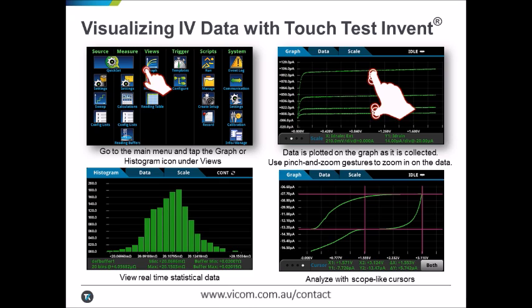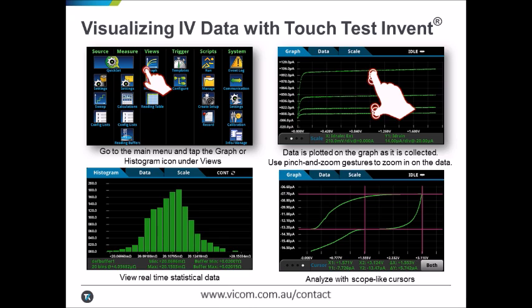The Touch Test Event interface of Keithley's Model 2450, 2460, and 2461 source meter instruments allows for immediate visualization of collected data. To view the data on a graph, go to the main menu, then tap the graph or histogram icon under Views. The graph appears on screen with the voltage on the x-axis and the current on the y-axis to properly display the characteristic IV curve of the device.